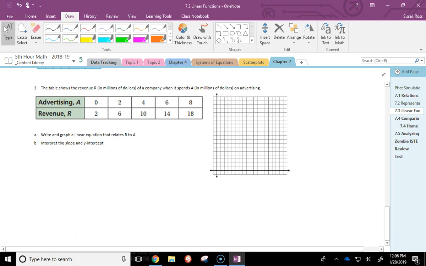They give us our input-output table. Advertising, which is A, revenue, which is our R. Remember, since it's input-output, this is our input, which is our X coordinates, and this is our output, which is our Y coordinate.